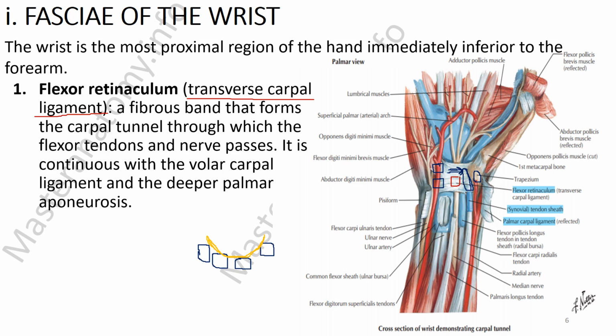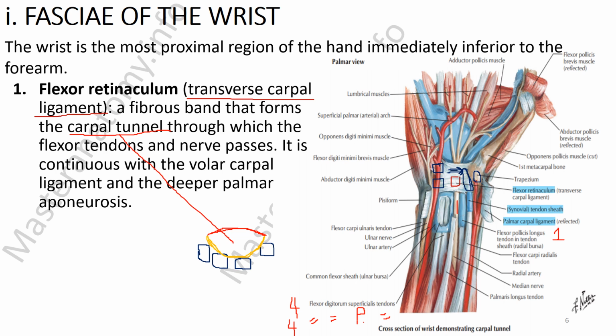Now the carpal bones form an arc, which is converted into a tunnel by the flexor retinaculum. Now this is called the carpal tunnel. So the carpal tunnel conveys 10 structures, 9 of which are tendons, and one is the median nerve. These tendons are the 4 flexor digitorum superficialis tendons, the 4 flexor digitorum profundus tendons, and 1 flexor pollicis longus tendon. And then the 10th structure is the median nerve.